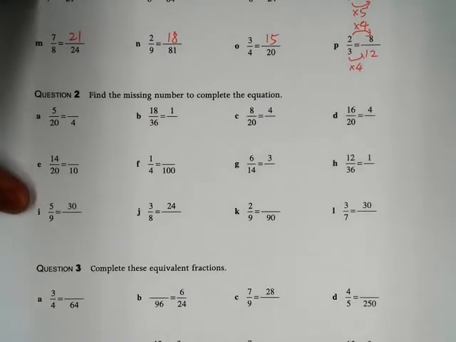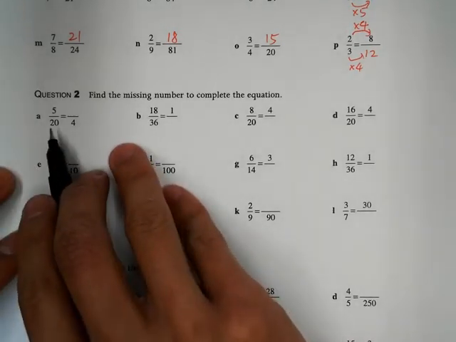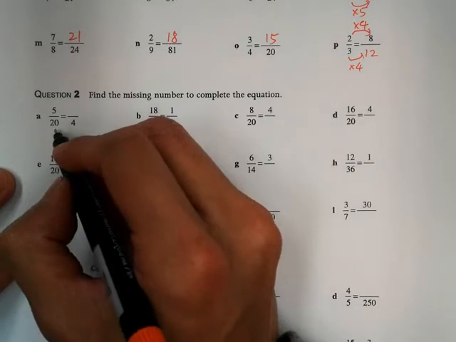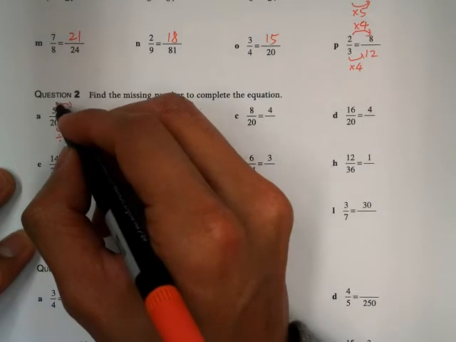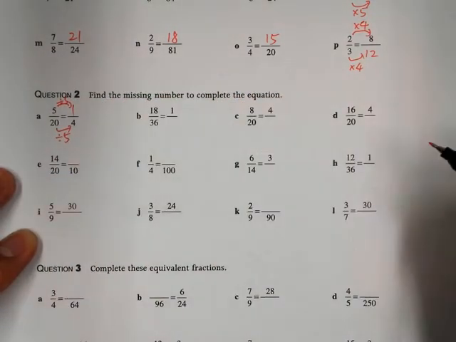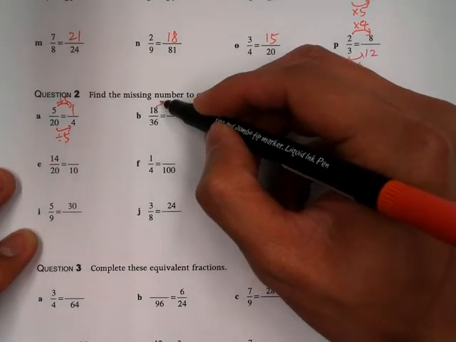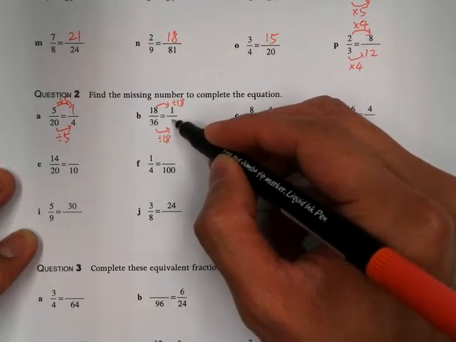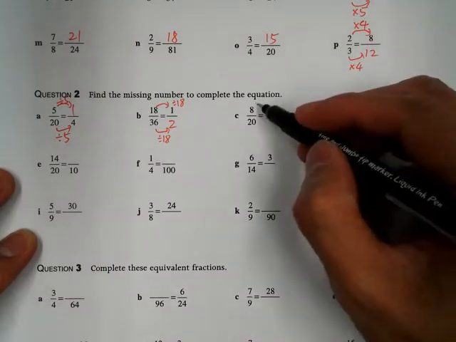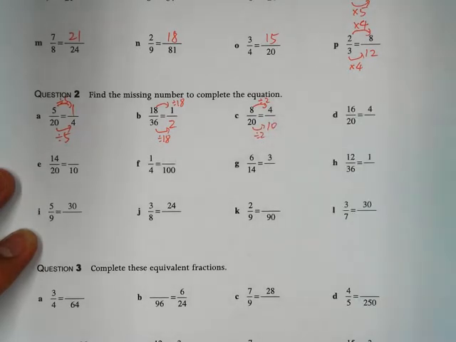Question 2 is similar, but this time we don't do multiplication. Instead we do division. Let's see the first one. Let's see the denominator. From 20 to 4 we know it is divided by 5. Therefore we divide by 5 for the numerator as well. So 5 divided by 5 we get 1. So it's a kind of simplification. For the second one, 18 to 1 is divided by 18. Therefore we use 36 divided by 18 as well. So we get 2. From 8 to 4 is divided by 2. So 20 also divided by 2 we make 10.